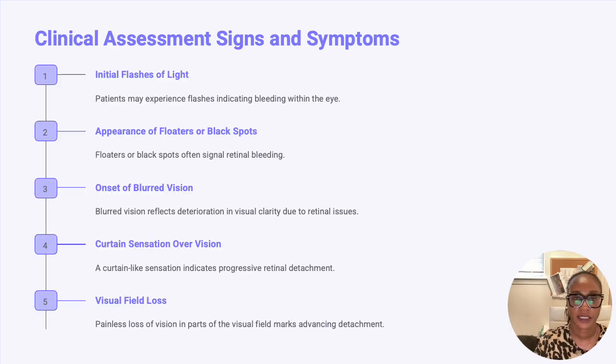So assessment, as I mentioned before: flashes of light, floaters, or black spots. This is indicating a sign of bleeding. Increase in blurred vision, sense of a curtain being drawn over the eye, loss of a portion of the visual field, and painless loss of central or peripheral vision.